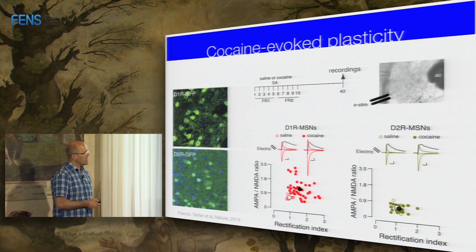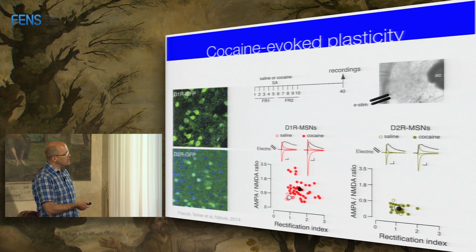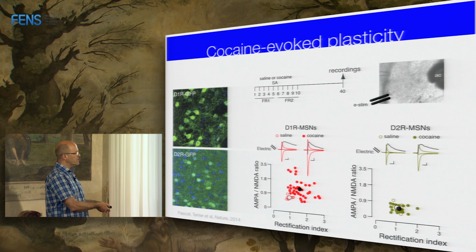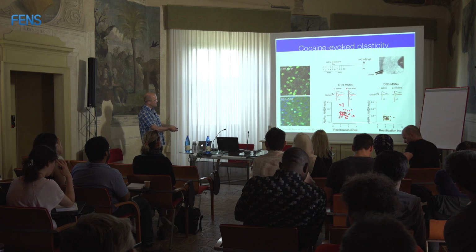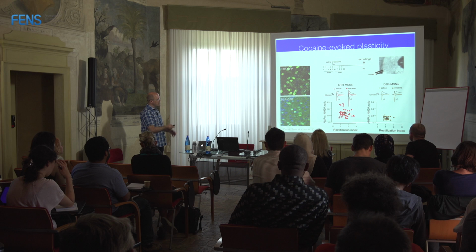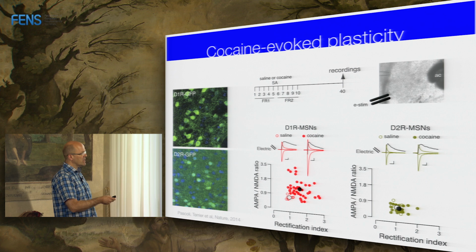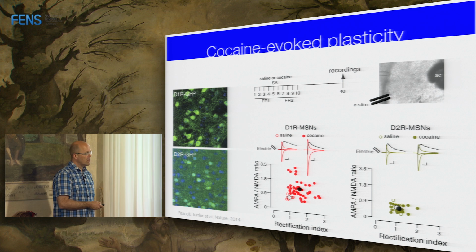Okay, and then when we did these recordings, what you can see is that things change in the D1, but not in the D2. So here we plotted the two parameters you're now familiar with, that is the rectification index as a function of AMPA-NMDA ratio. And just so graphically, you see that on average, there's a huge difference here. This is each cell we recorded from, and there are clearly two clouds, but in the D2, under that type of exposure to self-administration of cocaine, not much happens. And so that then let us focus on this D1.